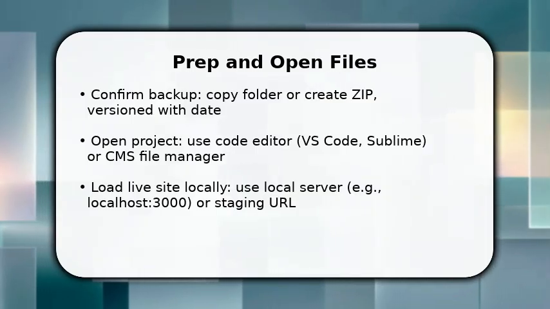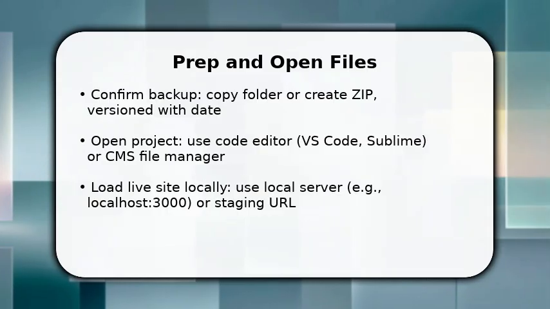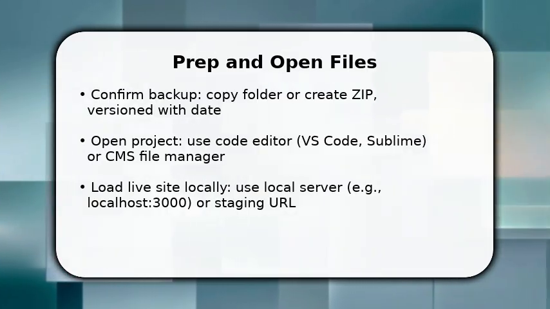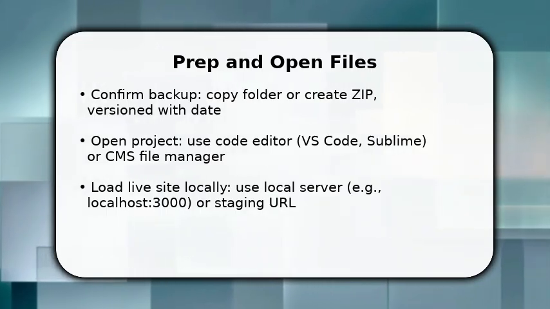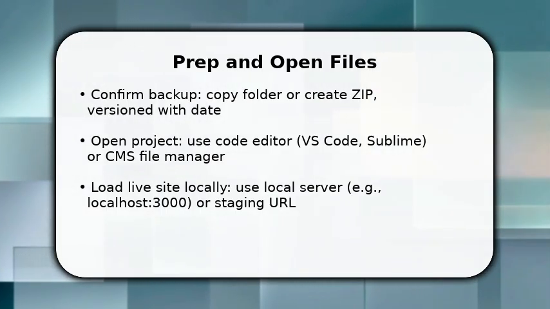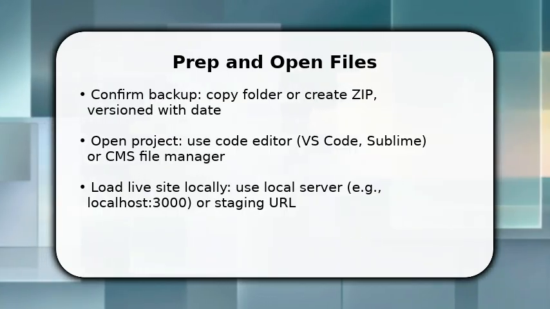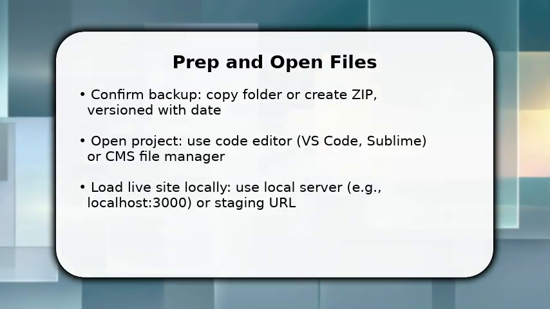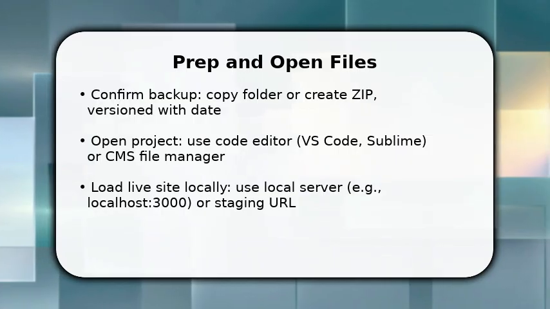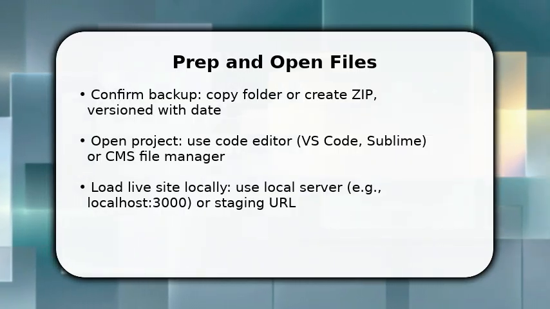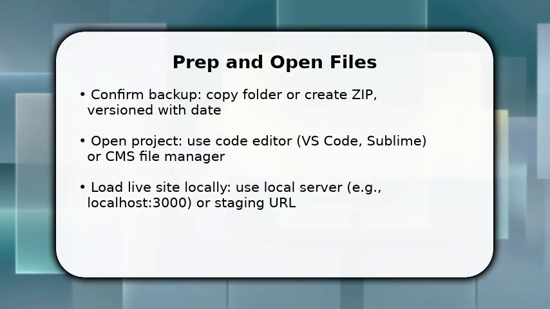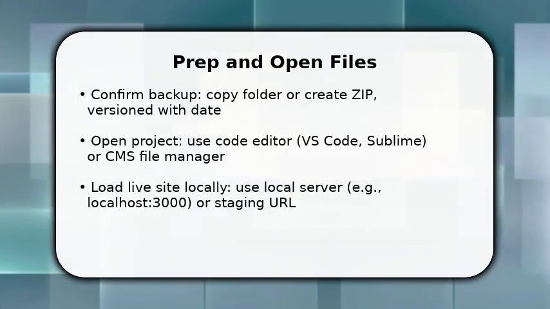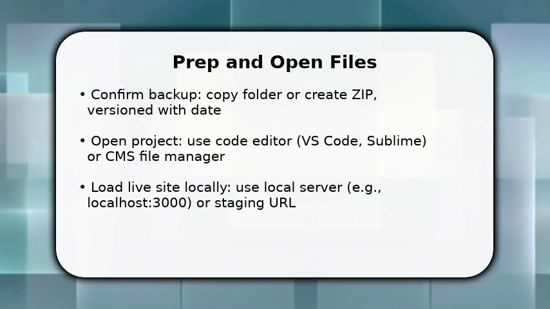You start by securing a backup, because mistakes happen. Copy the project folder or create a dated zip. Next, open the exact files you will change in your code editor or CMS file manager, and make sure the live site runs locally or on a staging URL so you can test. Once done, note which HTML, CSS, or JS files control the area you want to change, and keep the console and inspector open to watch errors as you edit.